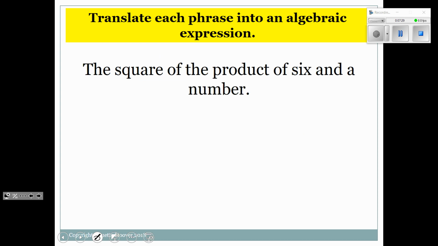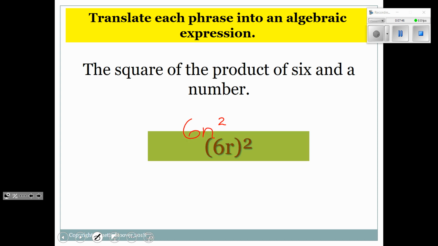The square of the product of 6 and a number. The square is an exponent, so we know we're squaring or have an exponent of 2 on what? The product of 6 and a number. So we're multiplying 6 and a number, and then we're squaring it. Now, since we want to square the entire phrase, we need to put that in parentheses so that we know we need to do this operation before we do the exponent.